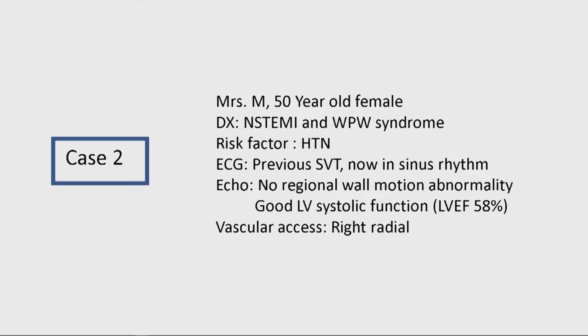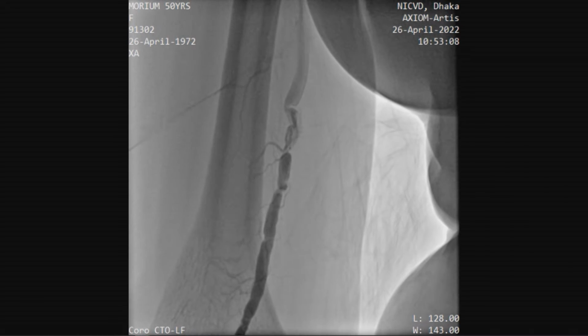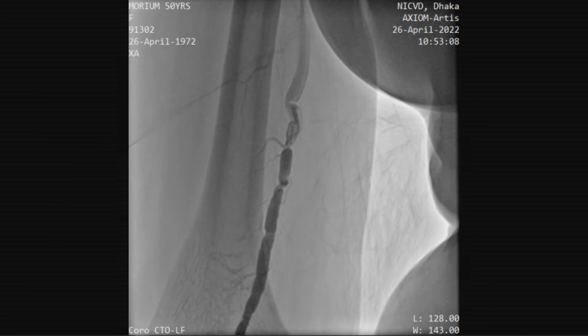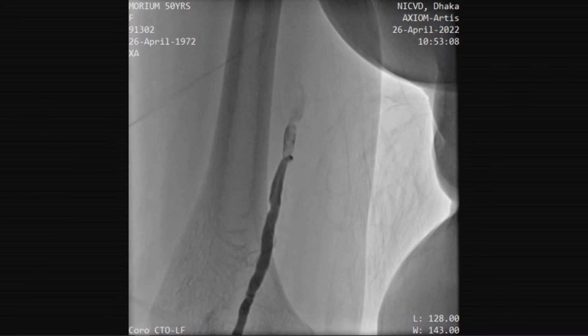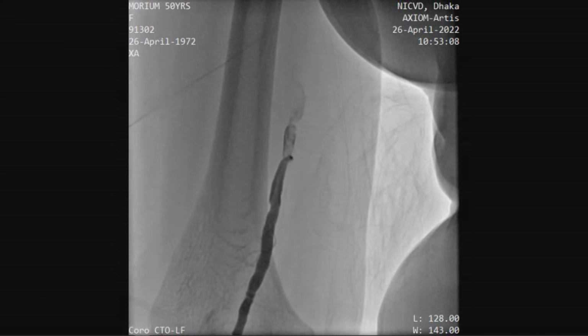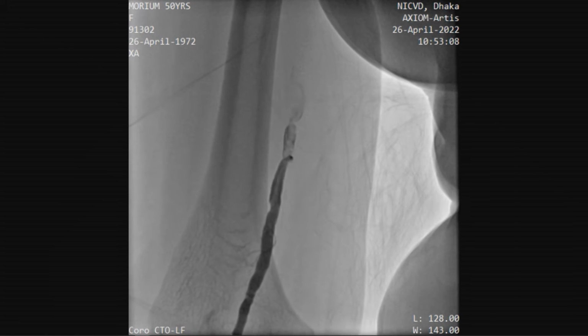Let us see the coronary angiogram. We did it through the right radial route. You see this picture after cannulation, after placing the wire, when we tried to advance the catheter, the catheter was not advancing. The catheter was stuck. There was obstruction.